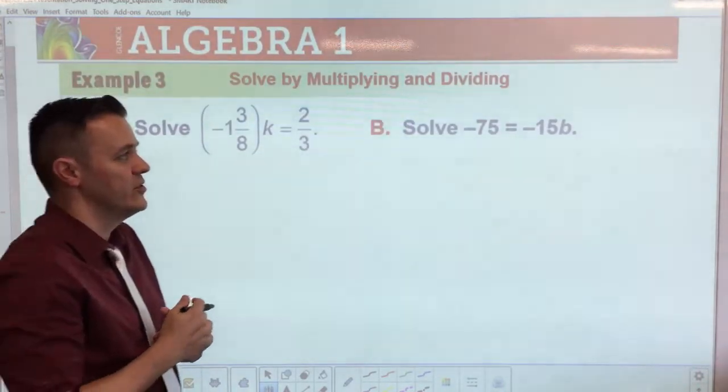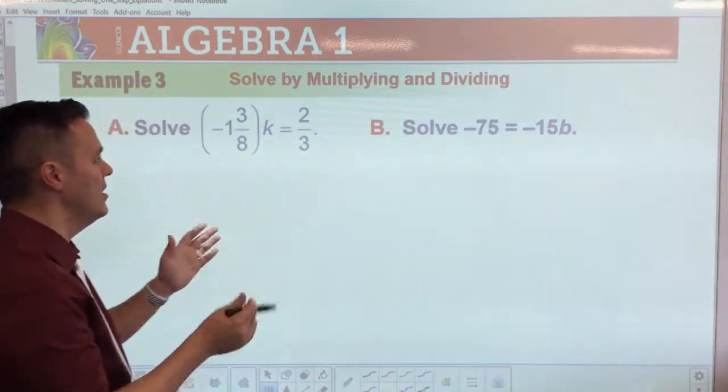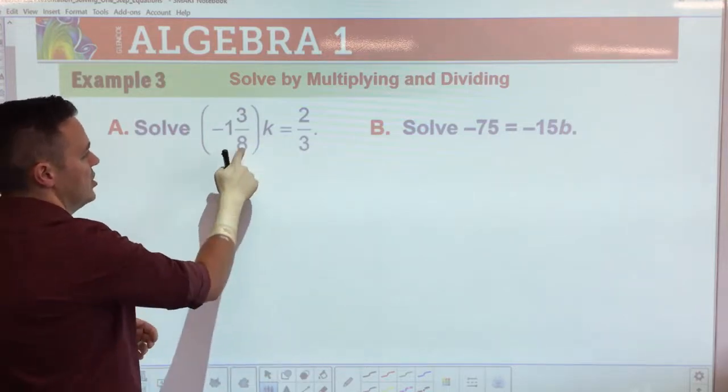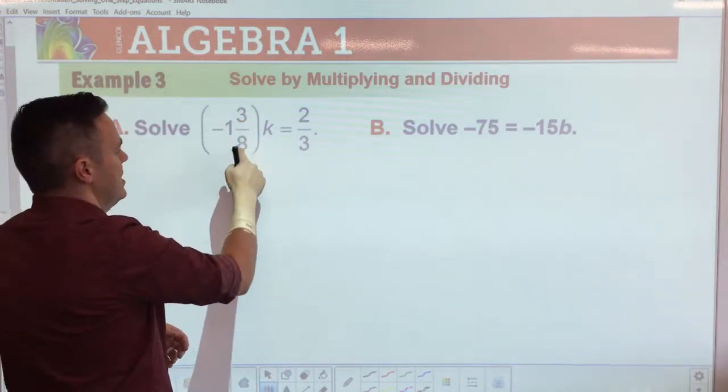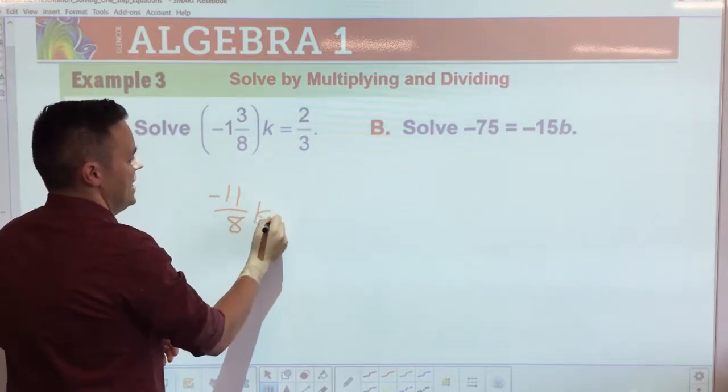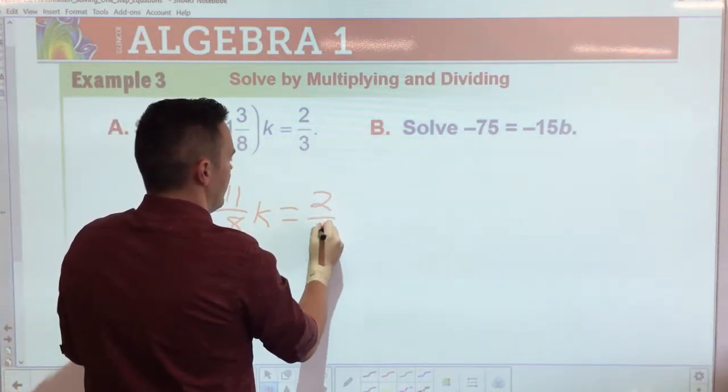Oh, this is beautiful. Don't you love fractions? All right, let's set this up. First thing you want to do, ladies and gentlemen, is make this an improper fraction. So 8 times 1 is 8, plus 3, that would be 11. So this is negative 11 over 8 k equals 2 over 3.